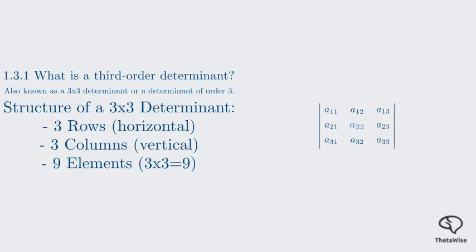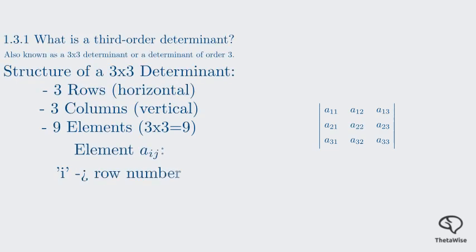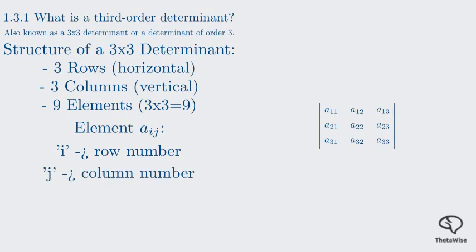Notice the notation. Each element is labeled with 2 subscripts. The first subscript, represented here by i, indicates the row number, and the second subscript, j, indicates the column number. So, for example, a 1,2 is the element in the first row and second column. The structure shows our 3 rows, row 1, row 2, and row 3. It also shows our 3 columns, column 1, column 2, and column 3. So, a 3x3 determinant is a grid with 3 rows and 3 columns.